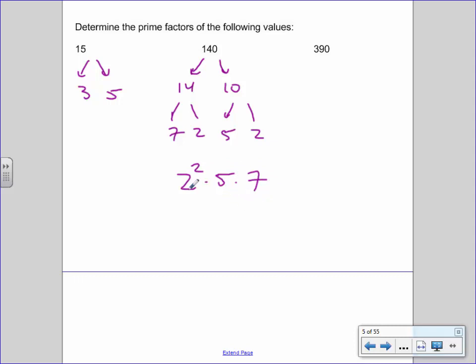Do you guys see how I kind of rearranged this one here? Here I have a 2, here I have a second 2, so I called it 2 squared. And then you need 1, 5, 1, 7. In a way, you could write the power of 1s there. There's one last copy there.